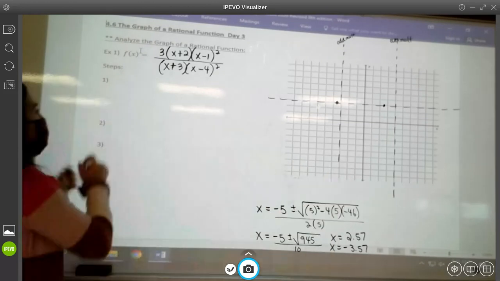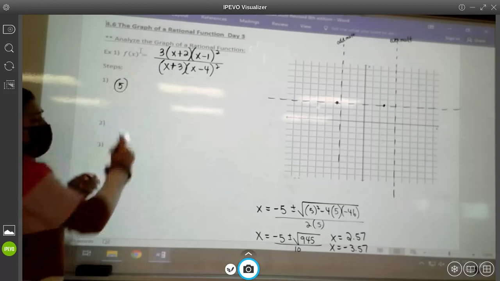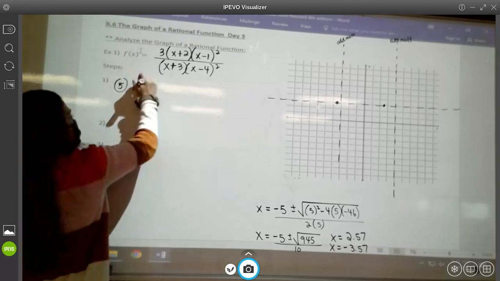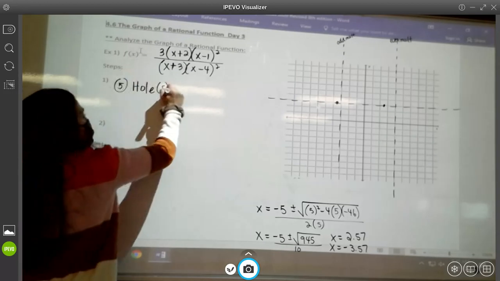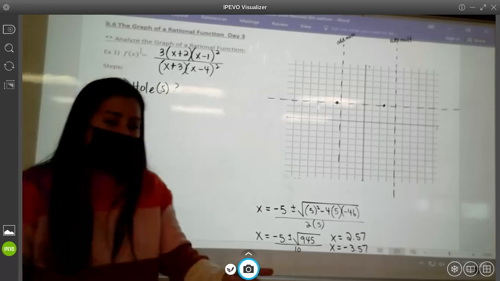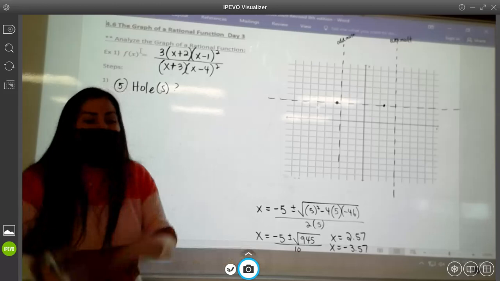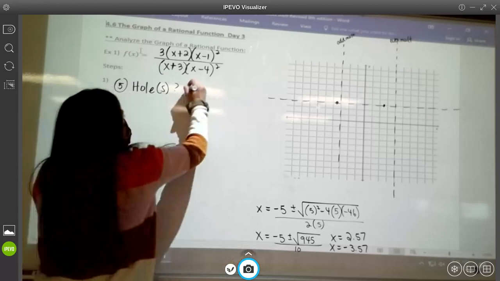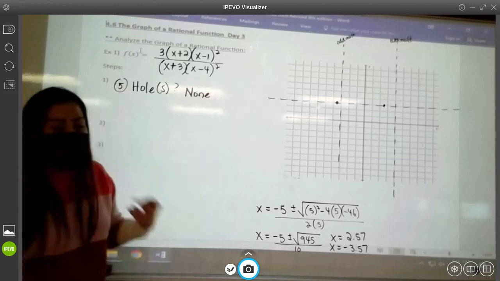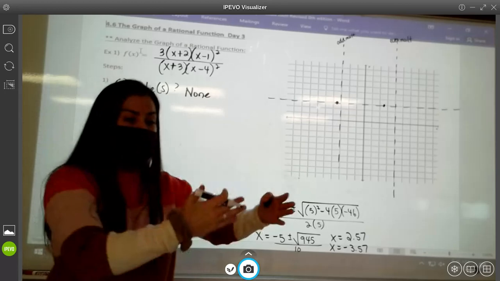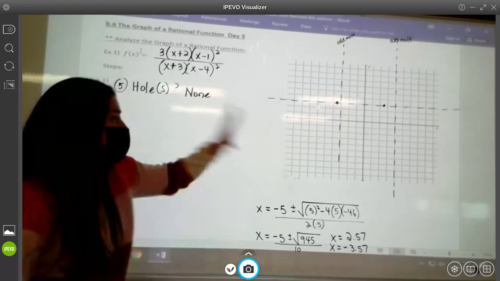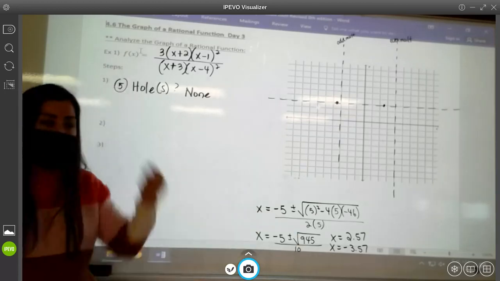Okay, so now we're going to step 5. We're going to get some legit points. The first one I ask you to get are any holes. Well, guys, you would only get a hole if one of our factors canceled out, but nothing canceled, so there's no holes. Which I like when there's a hole because it's just another point that I know a curve has to pass through. It's another clue as to where my curve is going to be.